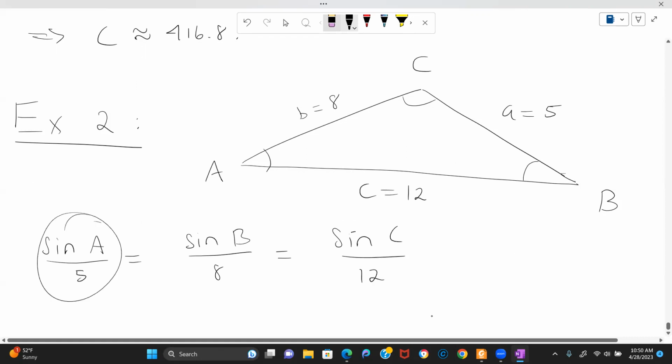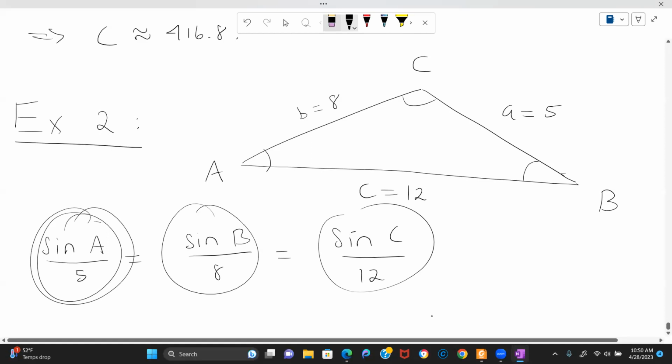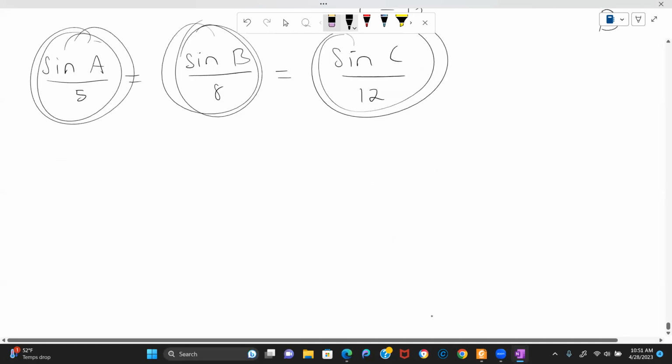And again, if you take this and set it equal to that, two unknowns. You can't solve for either sine A or sine B. Set this equal to this. Again, two unknowns. You can't solve for either sine A or sine B. And if you set this equal to this, two unknowns. You can't. So you need the law of cosines. So let's write those down. So we have these three equations.